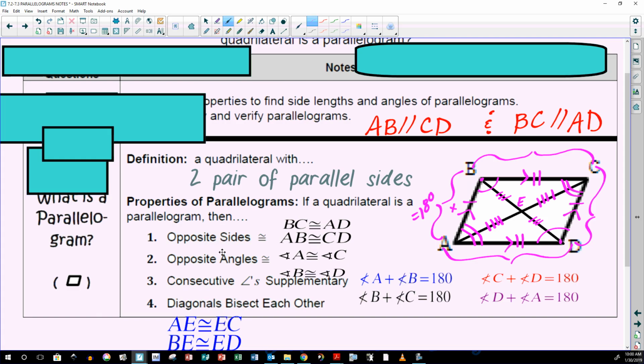2 pair of parallel lines, opposite sides are congruent, opposite angles are congruent, consecutive angles are supplementary, and the diagonals bisect each other.